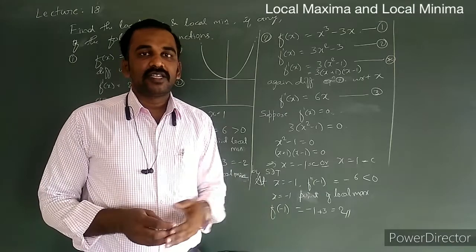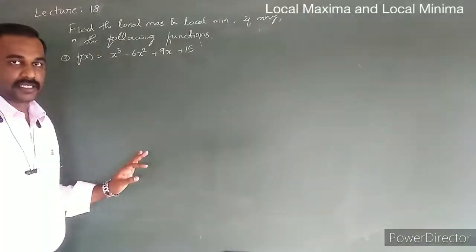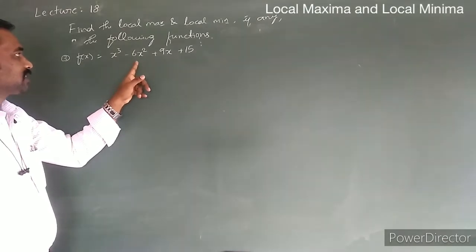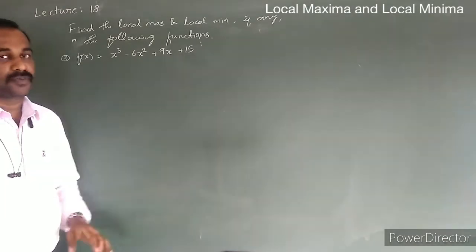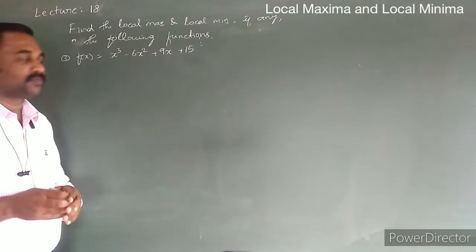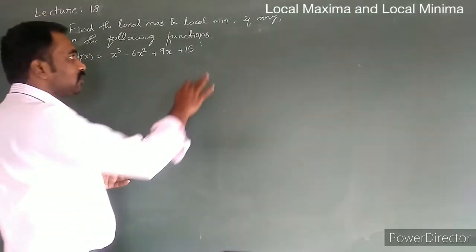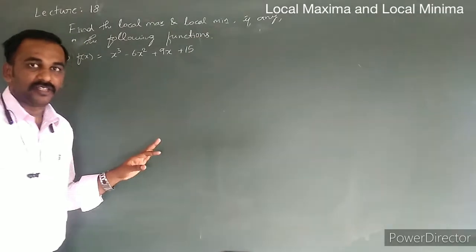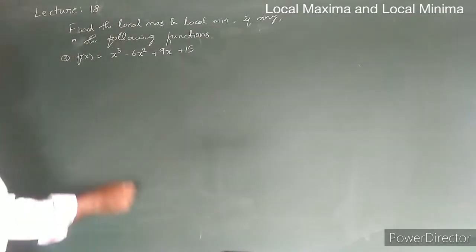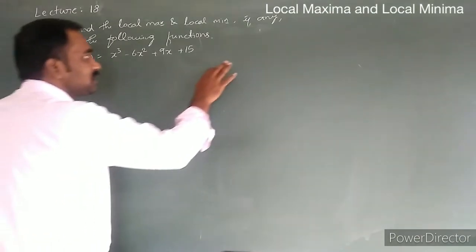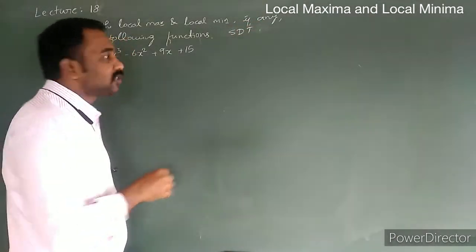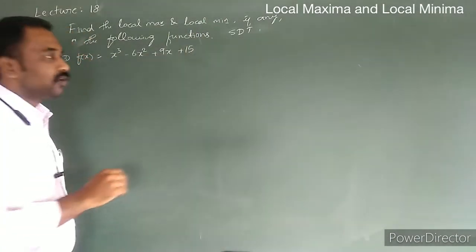Now, let's move to the next example. Third one. f of x is equal to x cube minus 6x square plus 9x plus 15. You can pause the video and solve the problem. Later you can cross verify. And one more thing, for those who have not understood yet, just observe very clearly. It is very simple. I am just using the second derivative test to find the local maximum and the local minimum.